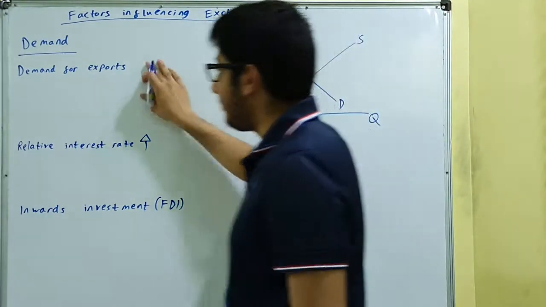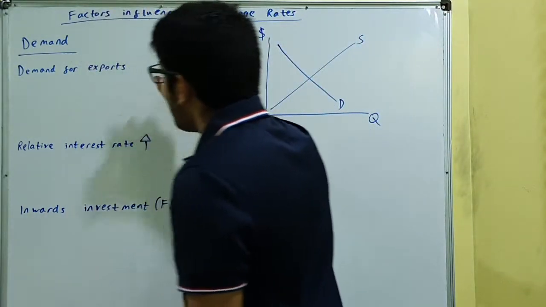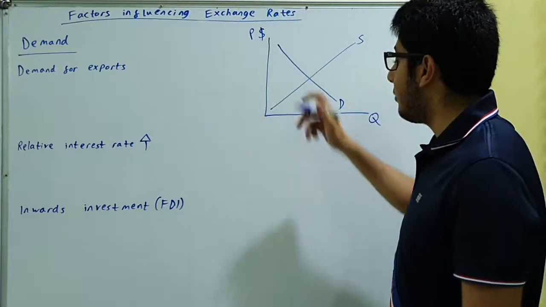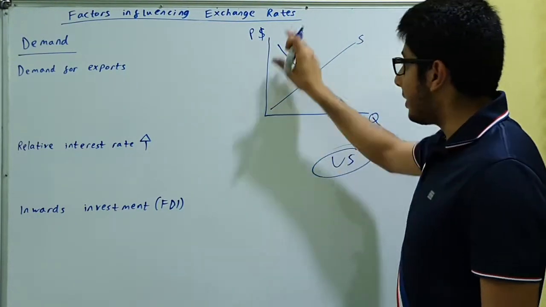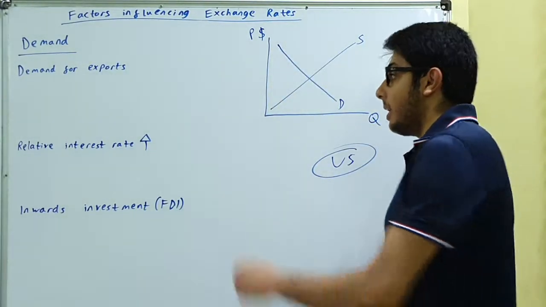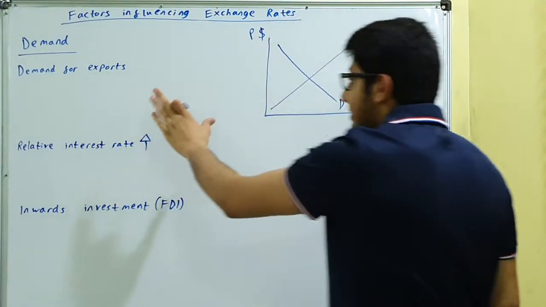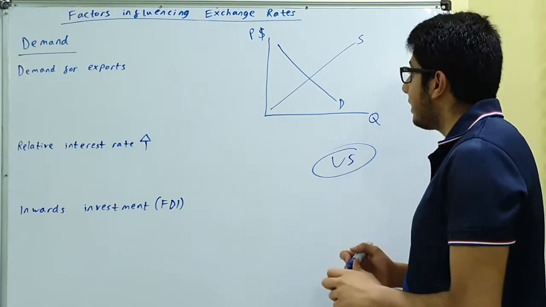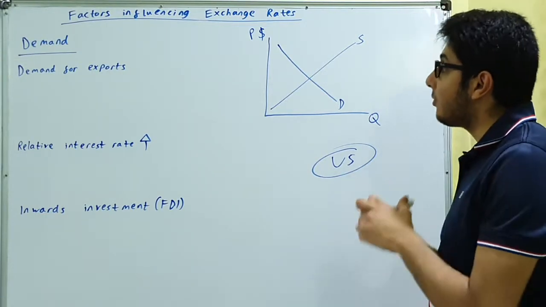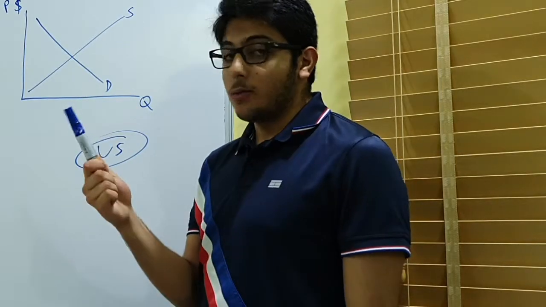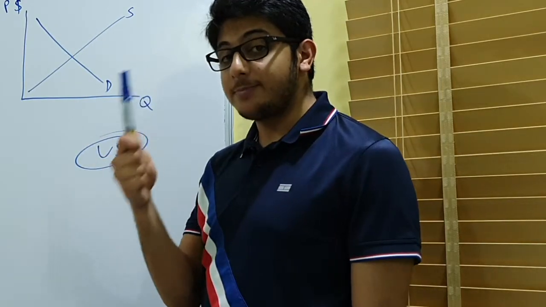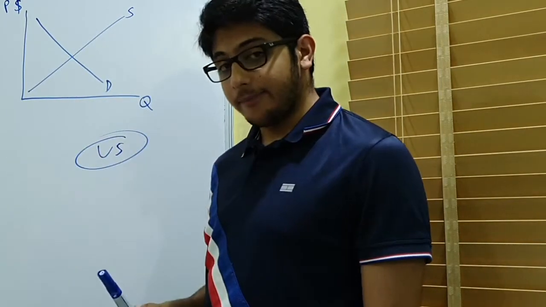Let's look here. If the demand for your exports, so let's say that we're the US, to make things simple, and our currency is the dollar. If the demand for our exports increases, then the demand for the dollar will also increase. Why? Say we're the US, we're exporting this pen to the UK.